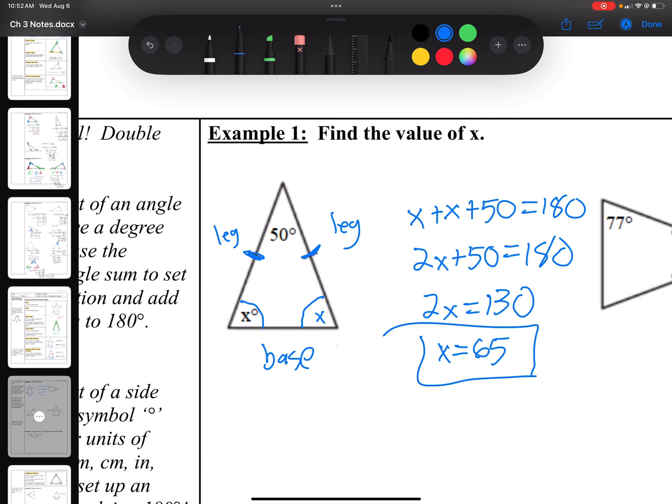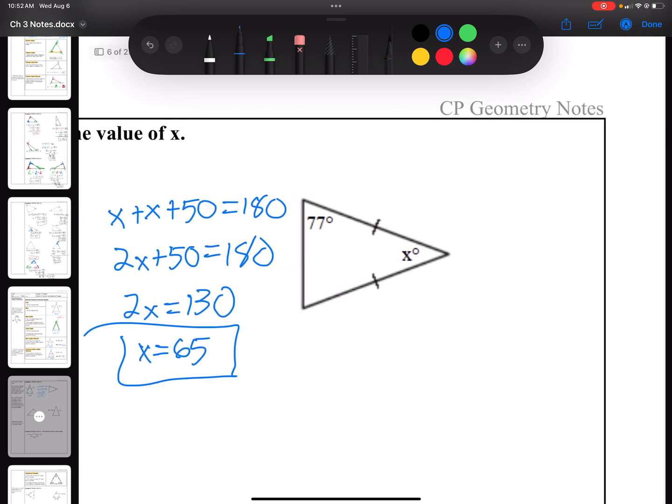Again, I use the fact that it had two equal sides to say, well, the base angles must be equal. So if the one's X, the other's X. And then those are angles on the inside of a triangle. Angles on the inside of a triangle add up to 180. Now be careful.